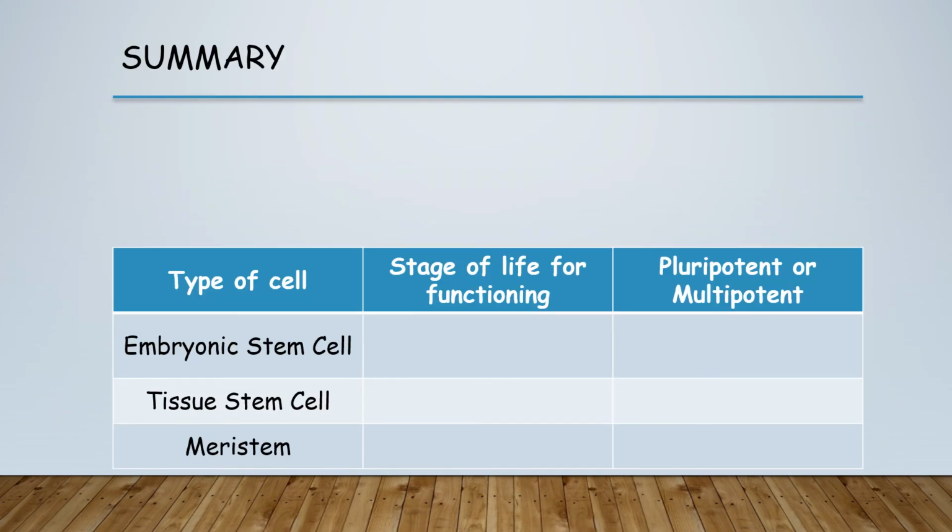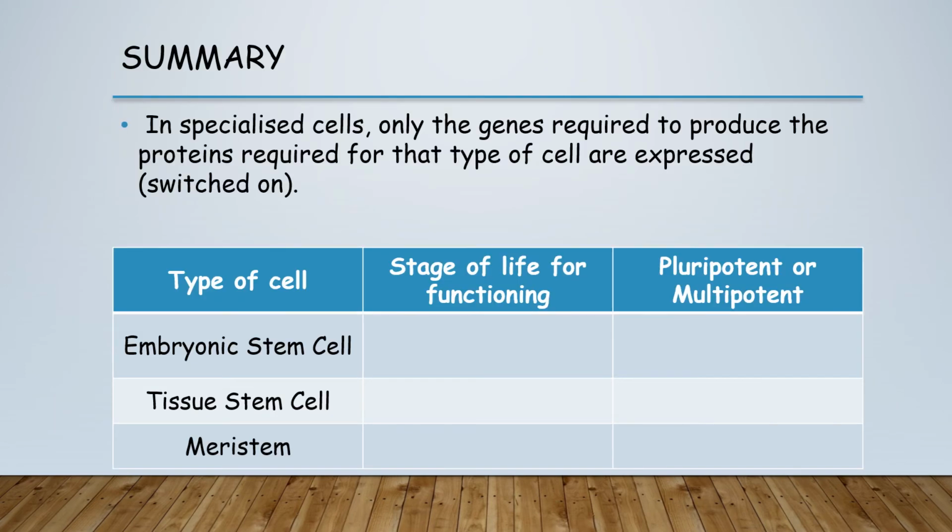So to summarise the key learnings here, in specialised cells, the genes required to produce proteins for that type of cell are expressed, i.e. switched on. All the others are switched off.